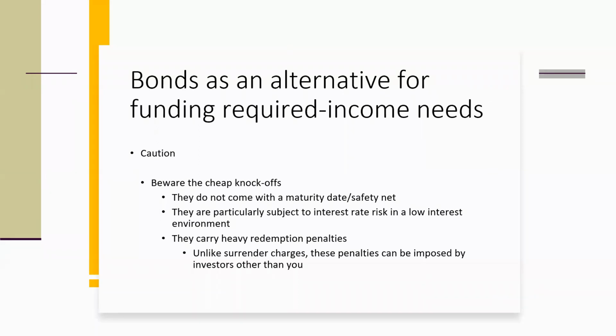Basically, the big safety net with bonds is the maturity date. At least you know that with bonds you can get your principal back at the end of the period. So that is a safety net as such. But again, if you're in bond funds, you run the risk of heavy redemption penalties.